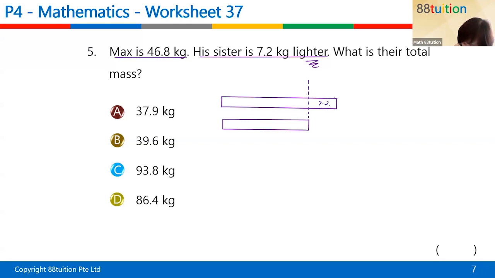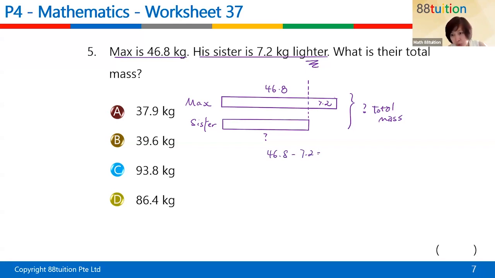Okay, lighter. So Max will be 46.8. So you have to find total mass. Before you go for total mass, you must find out what is the sister's mass first. So for sister's mass, you have to get 46.8 minus 7.2.